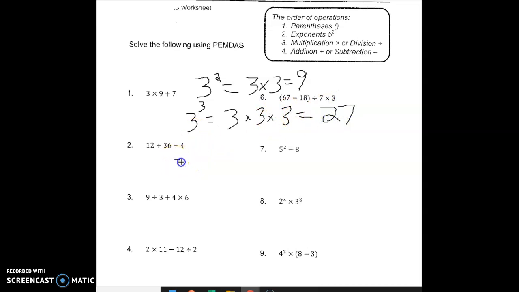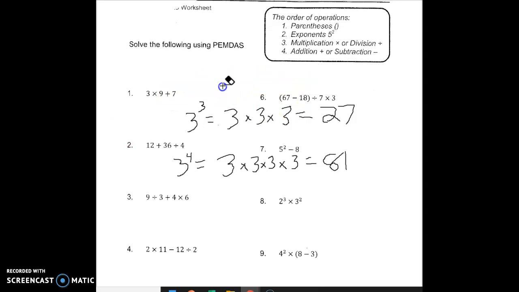So what do you think 3 to the fourth, how would I write that out the long way? Well, that's going to be 3 times itself 4 times. So it's 3 times 3 times 3 times 3. 3 times 3 is 9. 9 times 3 is 27. 27 times 3 is 81. Okay, so that is how exponents work, just as a reminder.